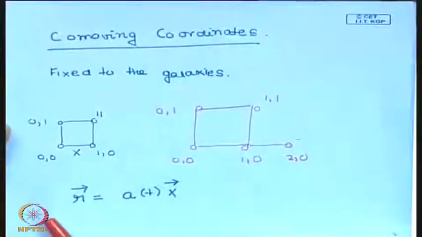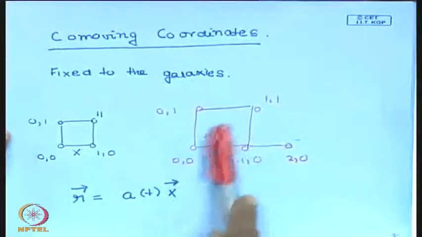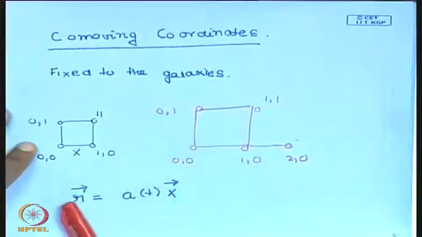Welcome. Let me remind you that in the last class we had started discussing the expanding universe, and I told you that it is convenient to go into a coordinate system which is expanding with the galaxies, which is fixed to the galaxies, and this is called the comoving coordinate system. So, this coordinate system x is fixed to the galaxies.